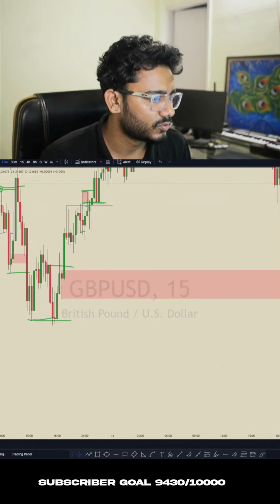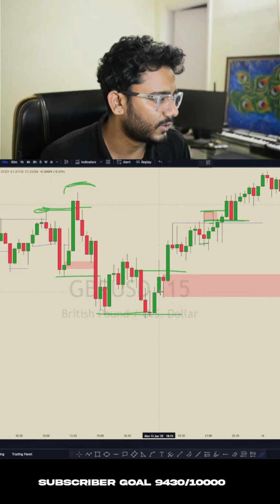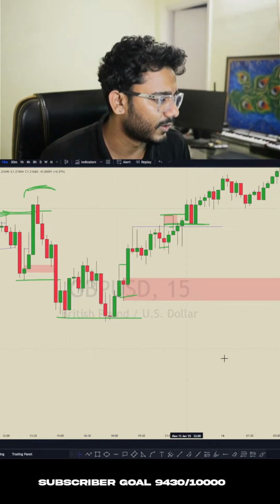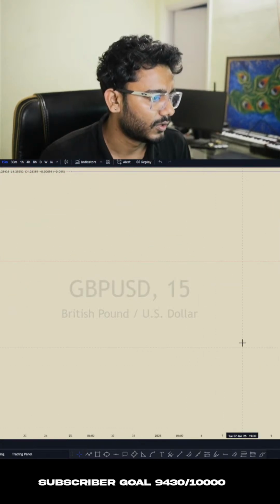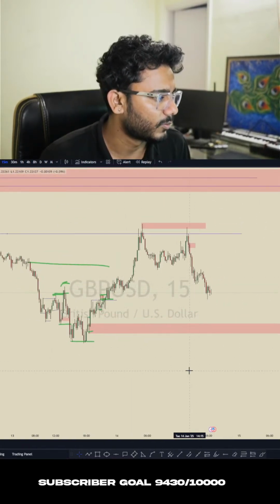I'm waiting for price, and also we can see this candle has wicked out this candle. This is a good sign that price can react from this order block. So let's wait for the confirmation so we can look for entries.